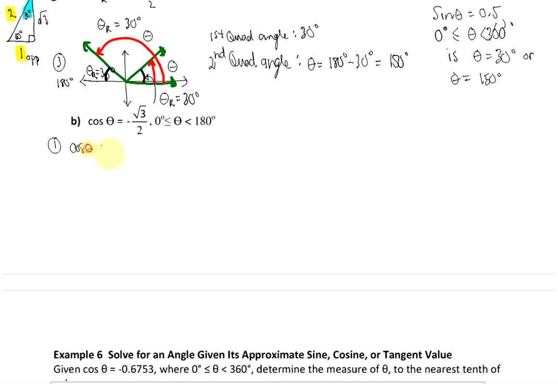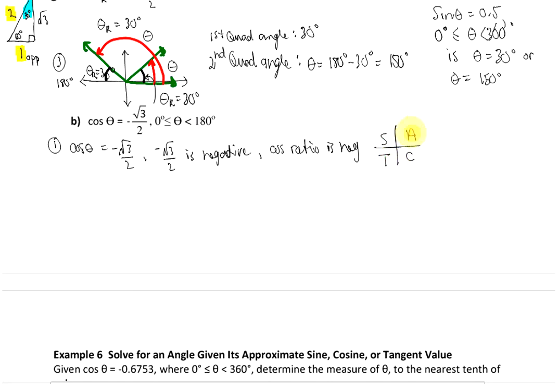We know that cos of theta is negative root 3 over 2, and because negative root 3 over 2 is negative, we know that our cosine ratio is negative. And so where are we going to find that cosine is negative? So we take out our CAST diagram.